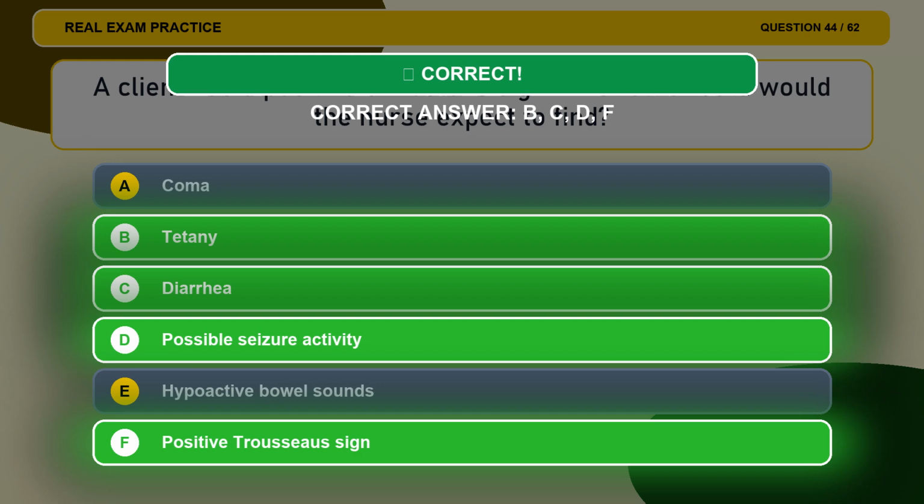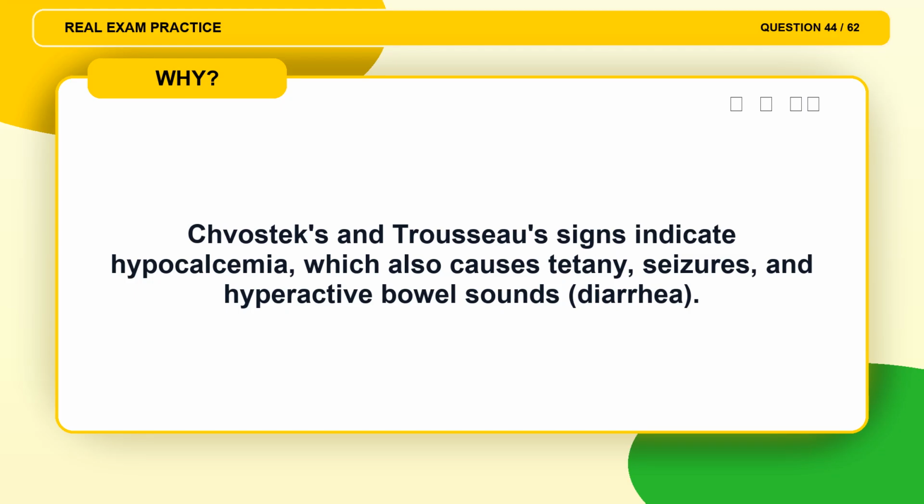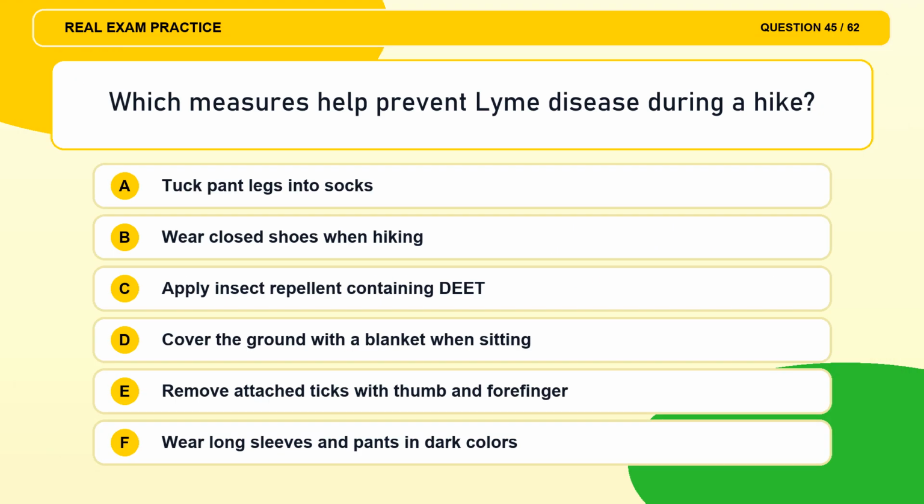The correct answers are options B and C and D and F, tetany, diarrhea, possible seizure activity, positive Trousseau sign. Chvostek and Trousseau signs indicate hypocalcemia, which also causes tetany, seizures, and hyperactive bowel sounds, diarrhea. Question 45.